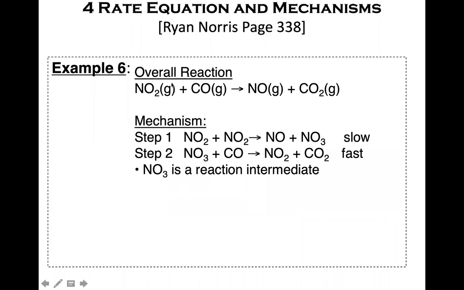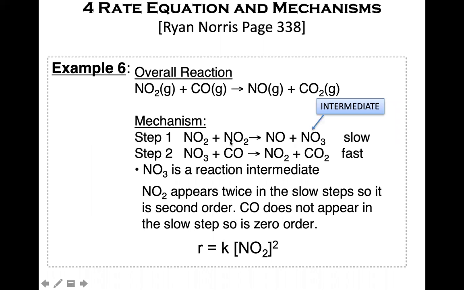Example 6. We have nitrogen dioxide reacting with carbon monoxide to form nitrogen monoxide and carbon dioxide. So this reaction is made up of 2 steps. The first step is where you have your nitrogen dioxide reacting with your nitrogen dioxide to form nitrogen monoxide and nitrogen trioxide. Notice that this nitrogen trioxide is not in your overall equation. That must mean that it's an intermediate. But don't worry, the intermediate will be used up. That's why you don't see it in the overall equation.